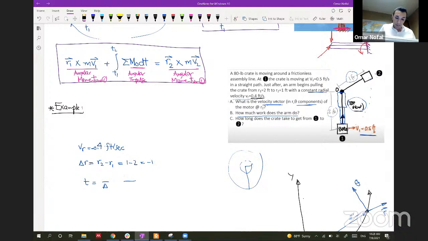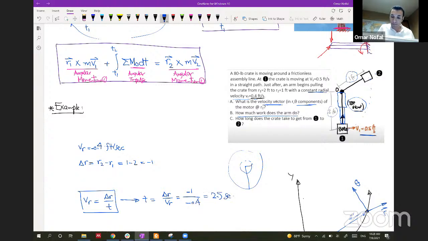So let's start with VR. VR is equal to delta R over time t. So if you need time t, it will be equal to delta R over VR. I just made a mistake and put the VR up there. So if you get confused, start from this basic principle and switch t with VR. So t will be equal to -1 over -0.4, and this should give you 2.5 seconds.